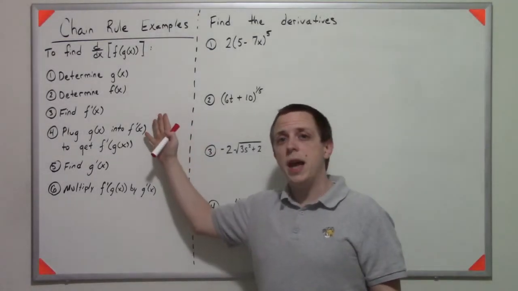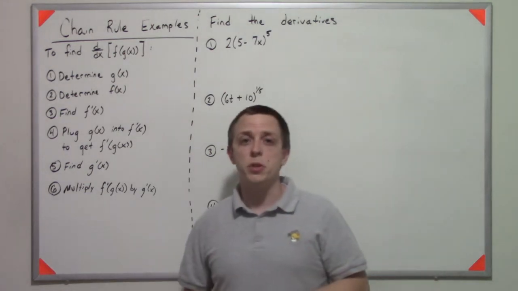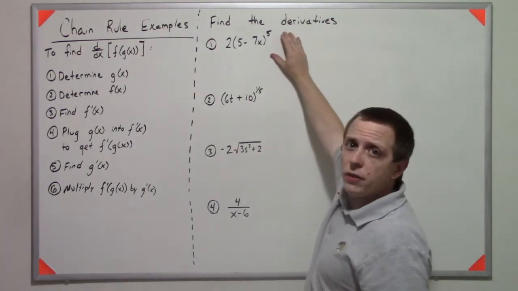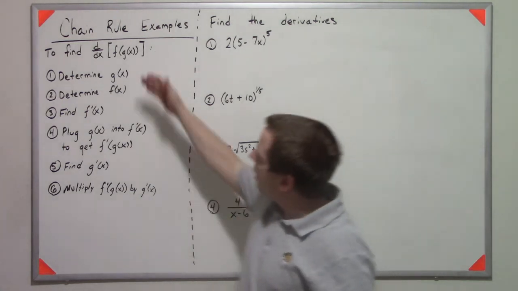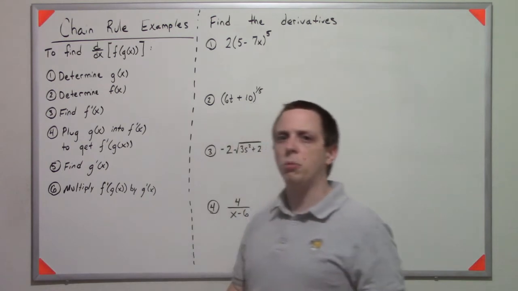So this is the algorithm that we have for doing the chain rule. So let's use some examples with some explicit functions. We're going to find the derivatives here. So we have to follow these 6 steps.